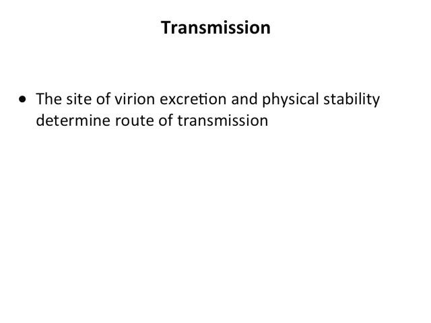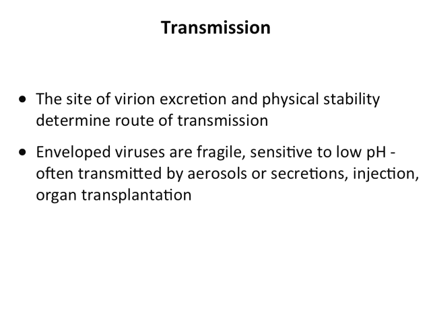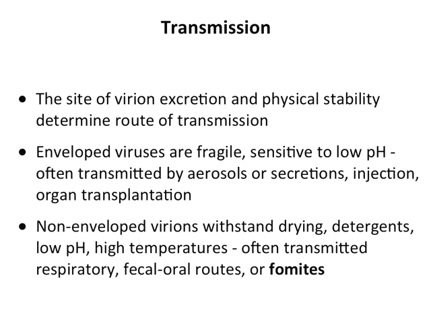Typically, where you produce viruses, of course, and their stability is going to determine the route of transmission. So an enteric virus that replicates in the gut obviously is going to be spread by fecal-oral contamination. Enveloped viruses tend to be fragile, so they are largely transmitted either by aerosols or by injection or organ transplantation. Non-enveloped viruses are a lot more hardy. They can withstand the alimentary tract and high temperatures, and these are often transmitted by respiratory routes, fecal-oral routes where the enveloped viruses in general fail, or fomites, contaminated material. So the contaminated doorknob would be a fomite.